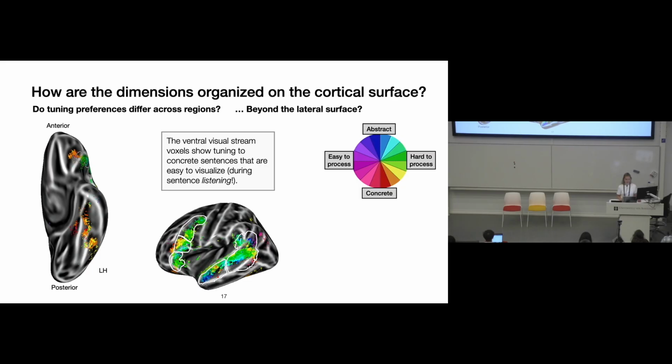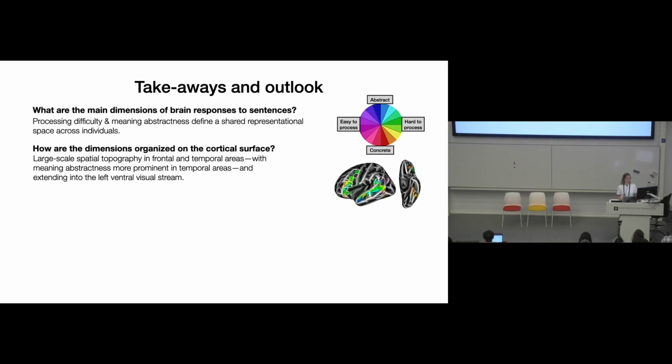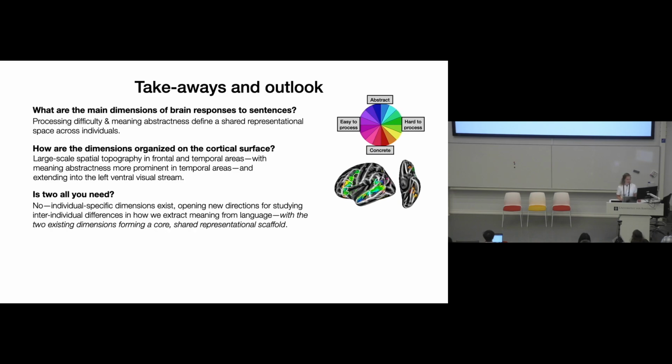or multimodal integration. So to summarize, we found that processing difficulty and meaning abstractness define a shared representational space across individuals, and these form a large-scale spatial topography in frontal and temporal areas, with the meaning abstractness more prominent in temporal areas and extending into the left visual ventral stream. Is 2 all you need? Well, no. Of course, language is not two-dimensional. Individual-specific dimensions exist, which we're exploring in ongoing work, and this opens up new directions for studying inter-individual differences in how we extract meaning from language, with these 2 existing dimensions forming a core shared representational scaffold.